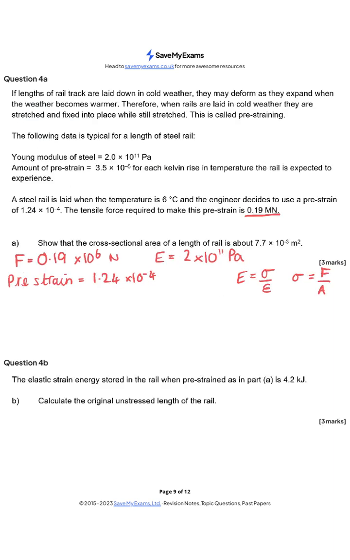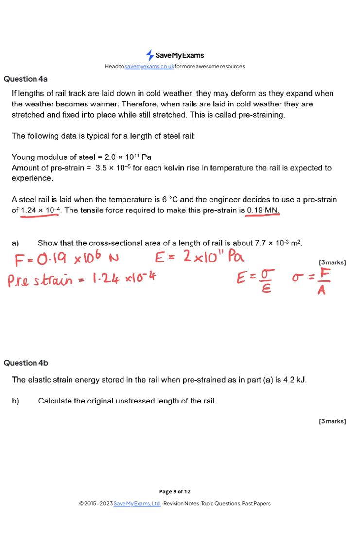Question 4a is talking about some lengths of rail track which is pre-strained so that it stays in place when it changes in the weather. It's given us a couple of pieces of data, the Young's modulus, the amount of pre-strain required for each Kelvin rise in temperature, but then it does tell us how much pre-strain is actually used in the end, 1.24 times 10 to the negative 4, and the tensile force required to make this. So I've written down the data and the equations we're going to need to work out the area. We're going to work out the stress first, and then from the stress we can work out the area.